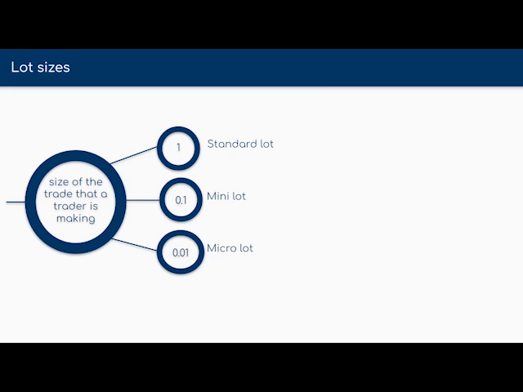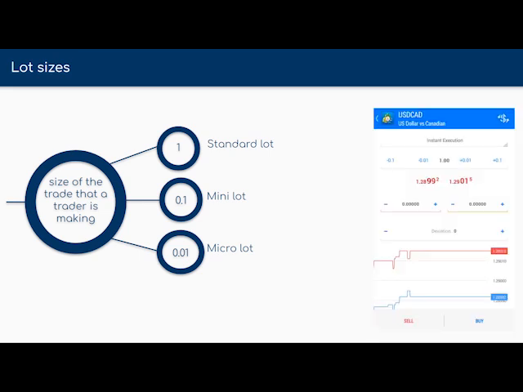So it means if that currency pair moves 10 pips in your favor using a standard lot, you would already be in $100 profit. Using the mini lot, you'll be in $10 profit. Using a micro lot, you'll be in $1 profit. That's all you need to know.